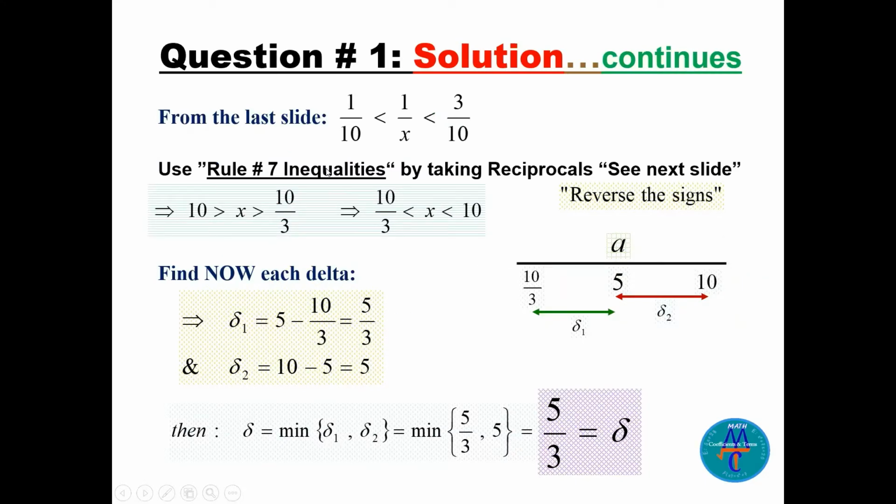This is rule number 7, I will show it to you in the next slide here. So when you invert the fractions here, you change the sign of the inequality. So 1 over 10 becomes 10, less than becomes greater than, 1 over x becomes x, less than becomes greater than, 3 over 10 becomes 10 over 3. So x is less than 10, x is greater than 10 over 3.